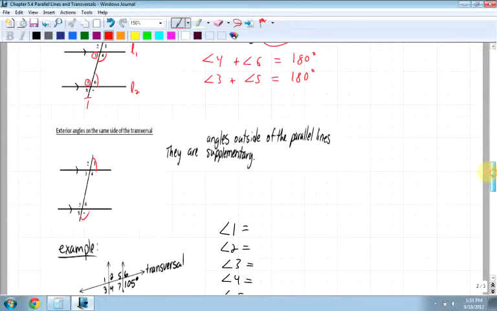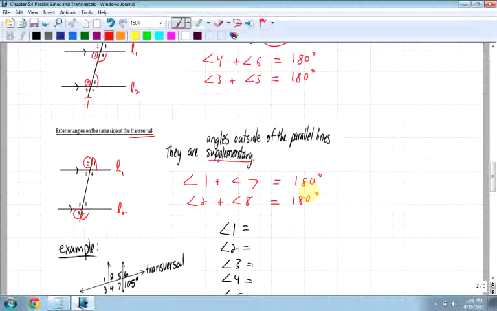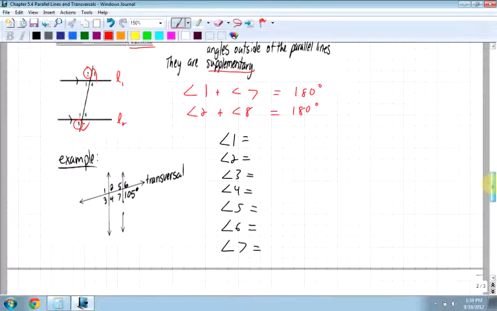All right, let's move on. Exterior angles on the same side, like 1 and 7, are also supplementary. So angle 1 plus angle 7 also add up to 180 degrees. They're supplementary. Just like angle 2, and remember on the same side of the transversal, and angle 8. They're exterior because they're outside. Angle 2 plus angle 8, they're outside of the two lines, line 1 and line 2, and they add up to 180 degrees.